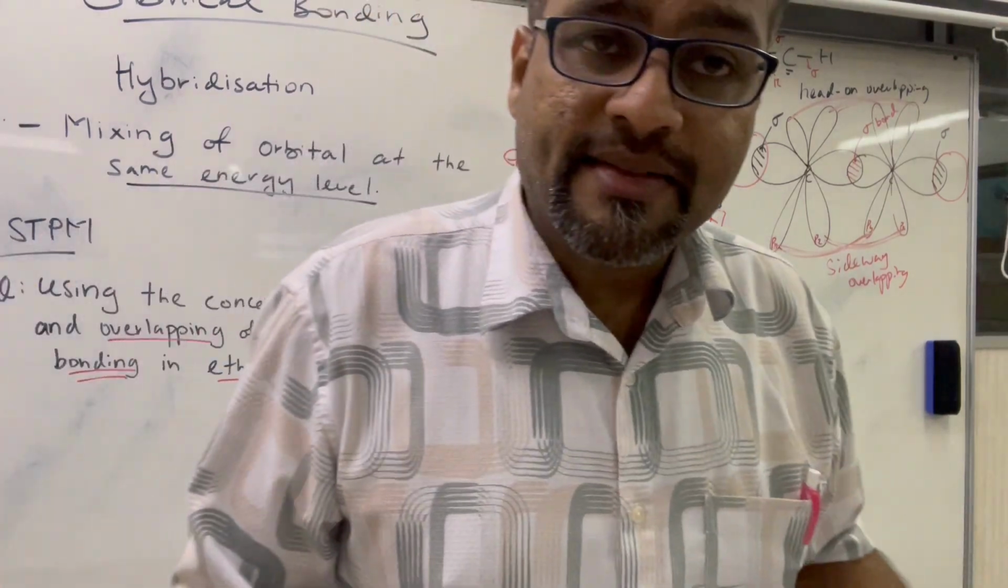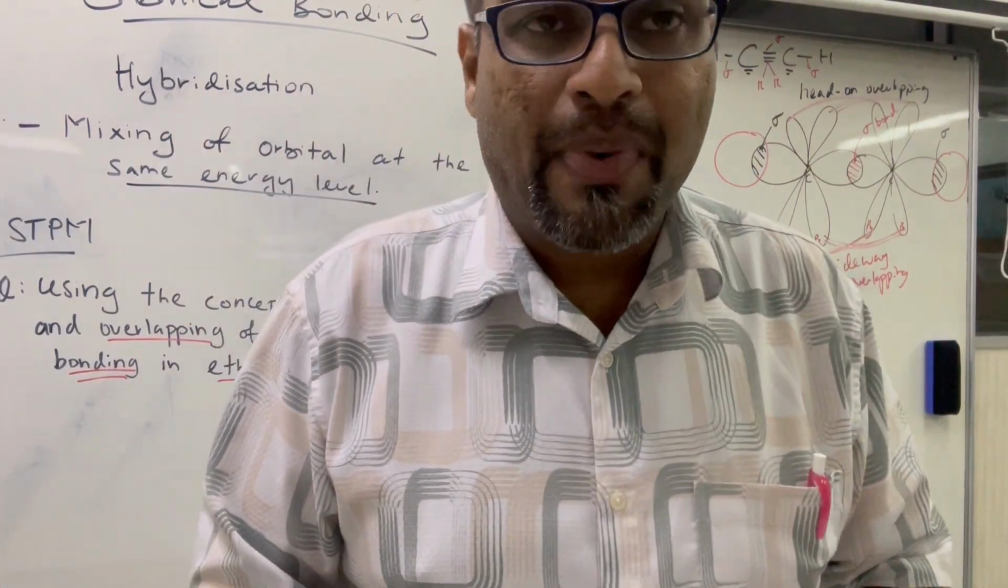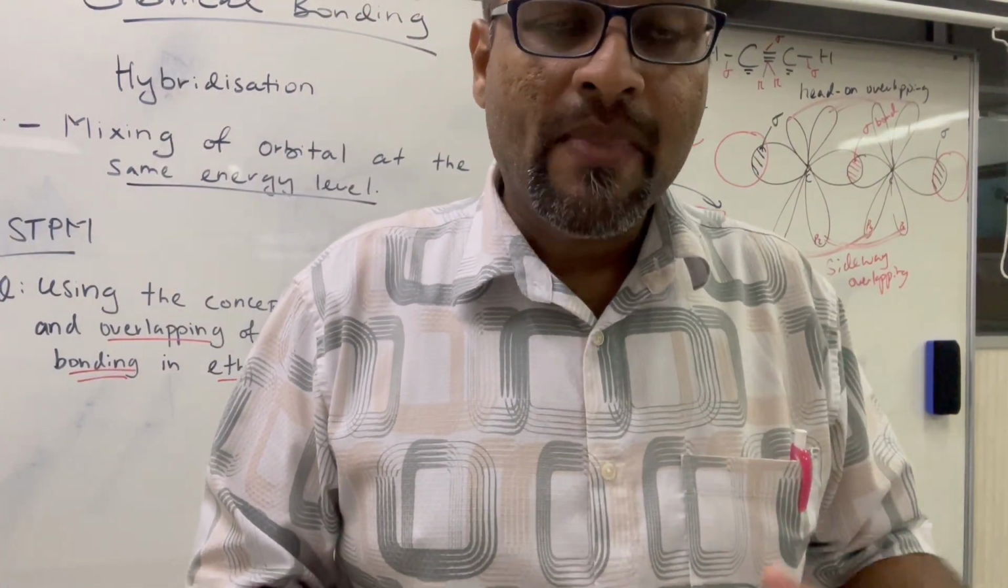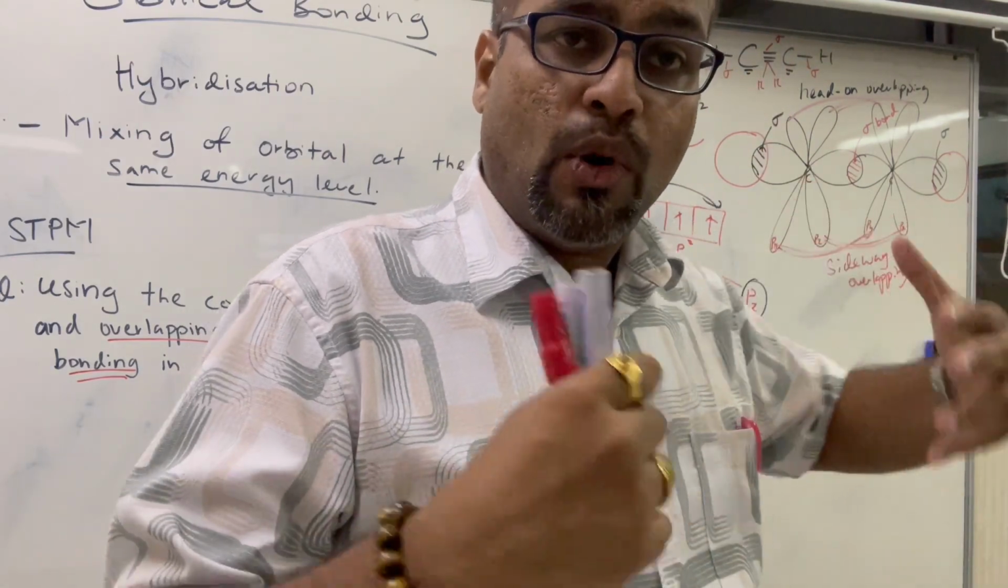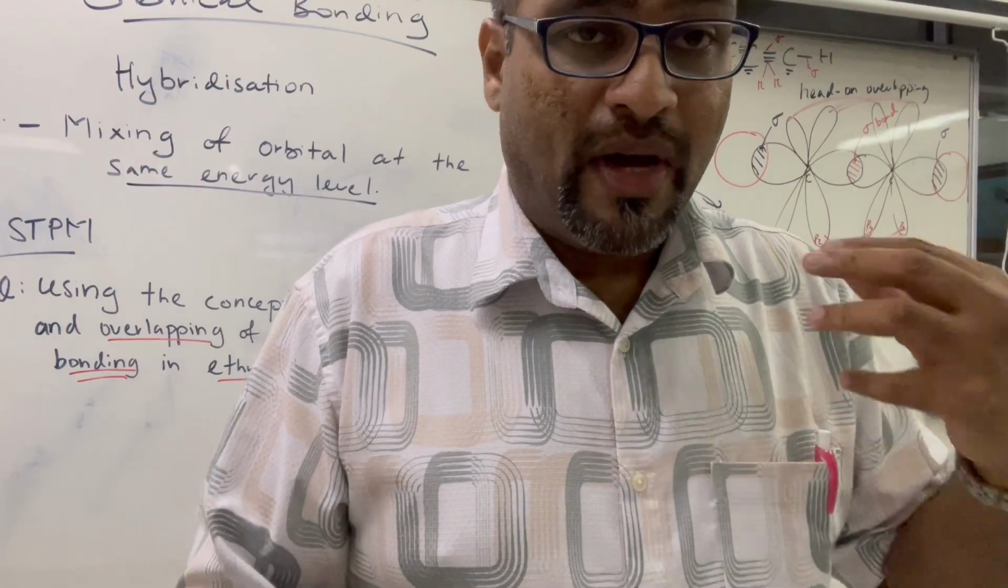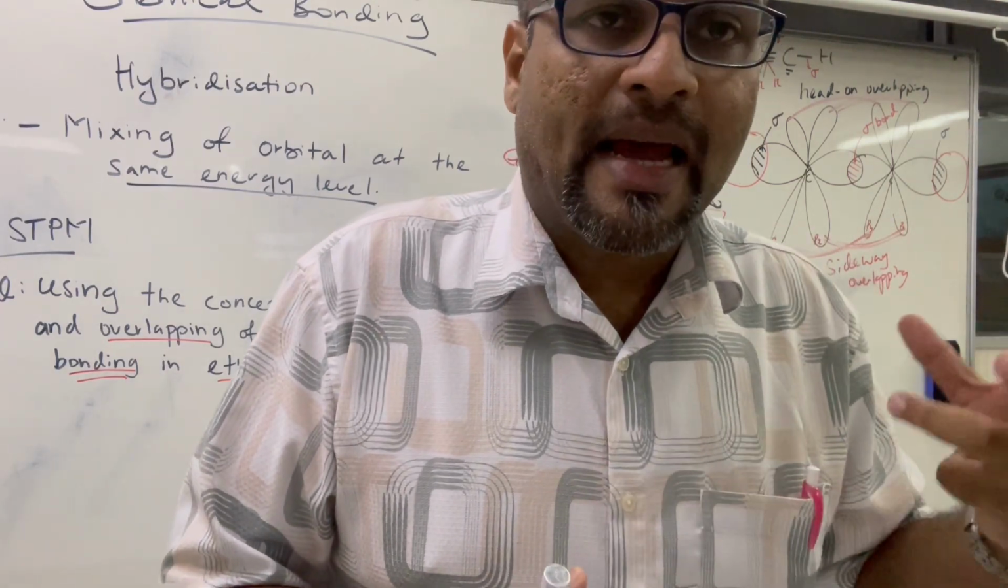Sometimes in exams, the question can ask how many pi bonds and sigma bonds there are in a particular molecule. So you have to get this molecular orbital picture right to identify how many types of bonds there are.